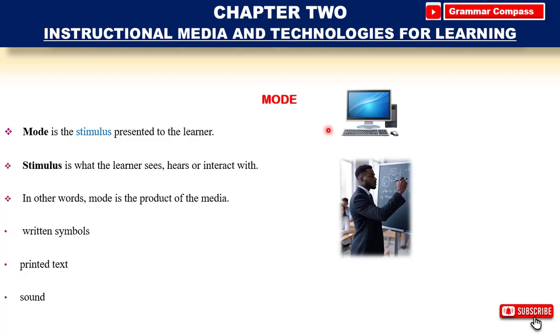In the same way, an instructor is an example of media. A teacher is an example of media. But the written symbols, that is the message that is being given to the students, become the mode. In the same way, in textbooks, the printed text is the mode, whilst the textbook itself becomes the media.